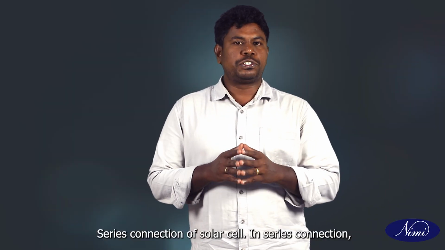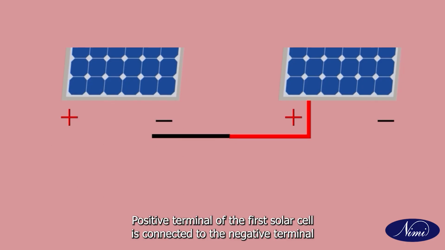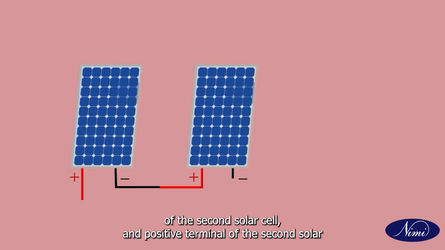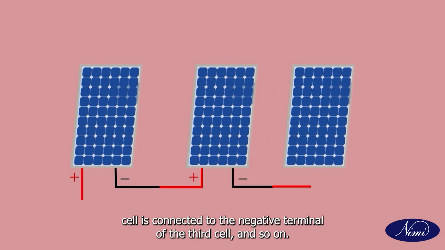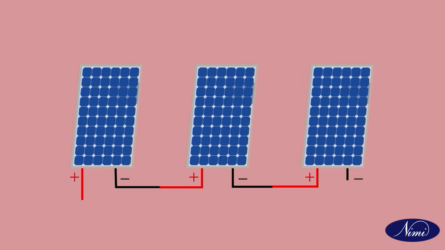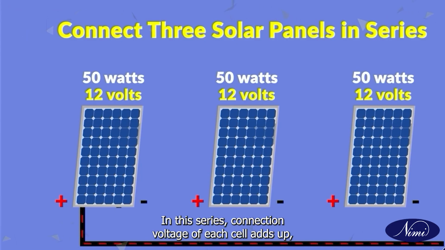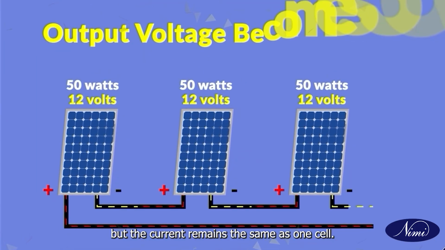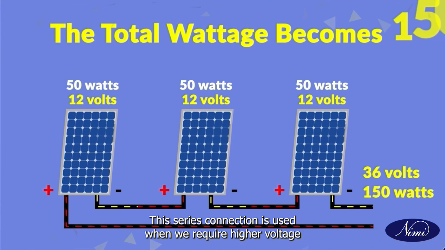Series connection of solar cells. In series connection, the positive terminal of the first solar cell is connected to the negative terminal of the second solar cell, and the positive terminal of the second solar cell is connected to the negative terminal of the third cell, and so on. In this series connection, the voltage of each cell adds up, but the current remains the same as one cell. This series connection is used when we require higher voltage.